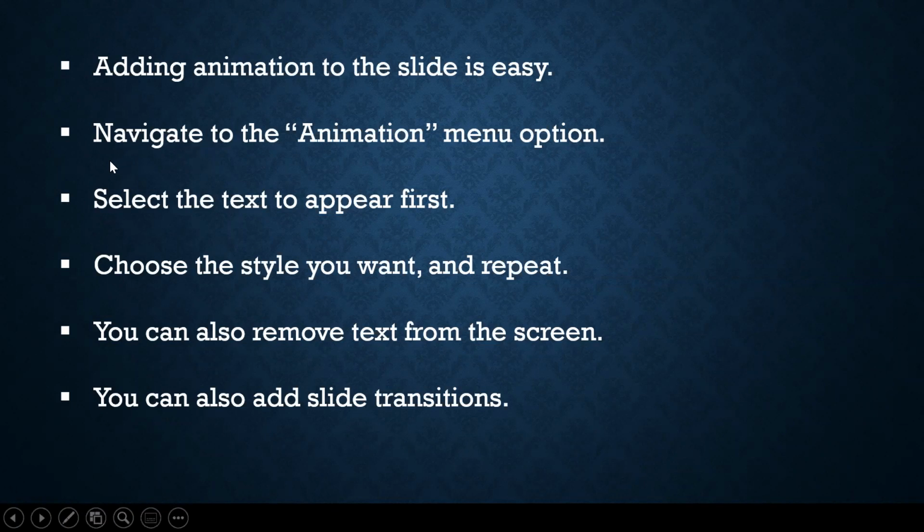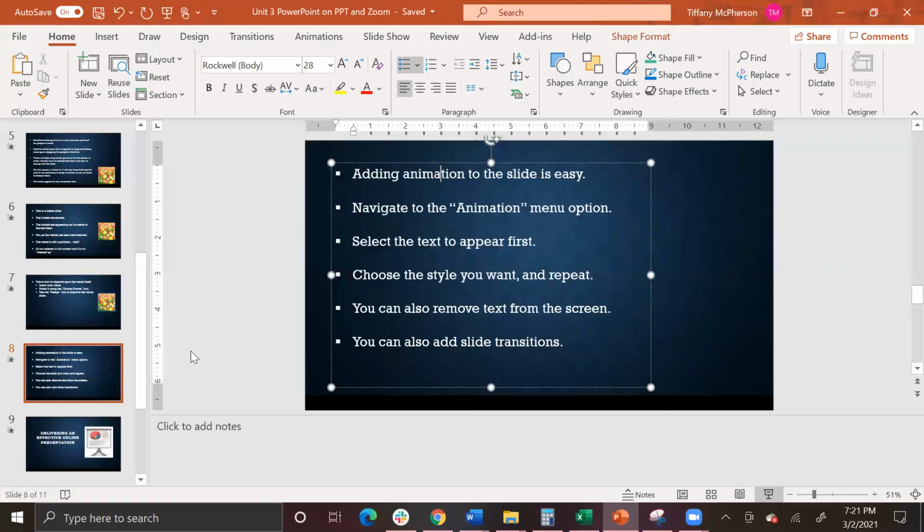So you'll go to the animation menu option and select the first line of text that you want to appear. So you're going to go through and add any bullet points that you want on the slide first, so that you can then order them after you've entered them. Then you'll choose the style of animation that you want and repeat. It's really simple. And you can also remove text from the screen when you're done with it. So I'll show you that, and you can add transitions in between slides.